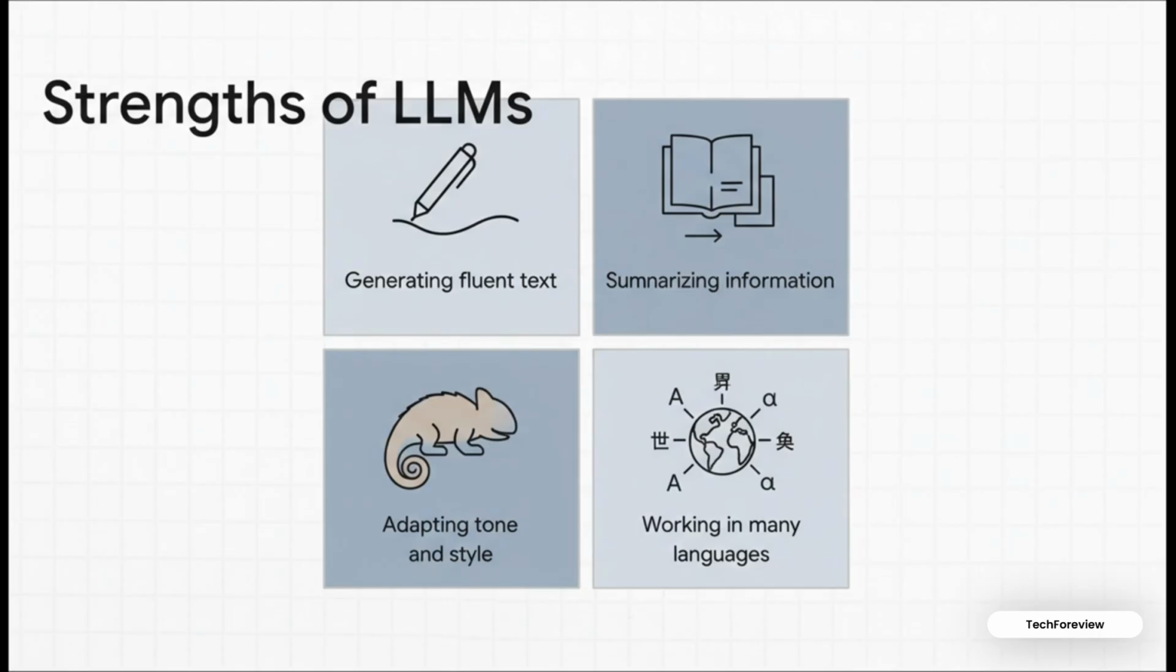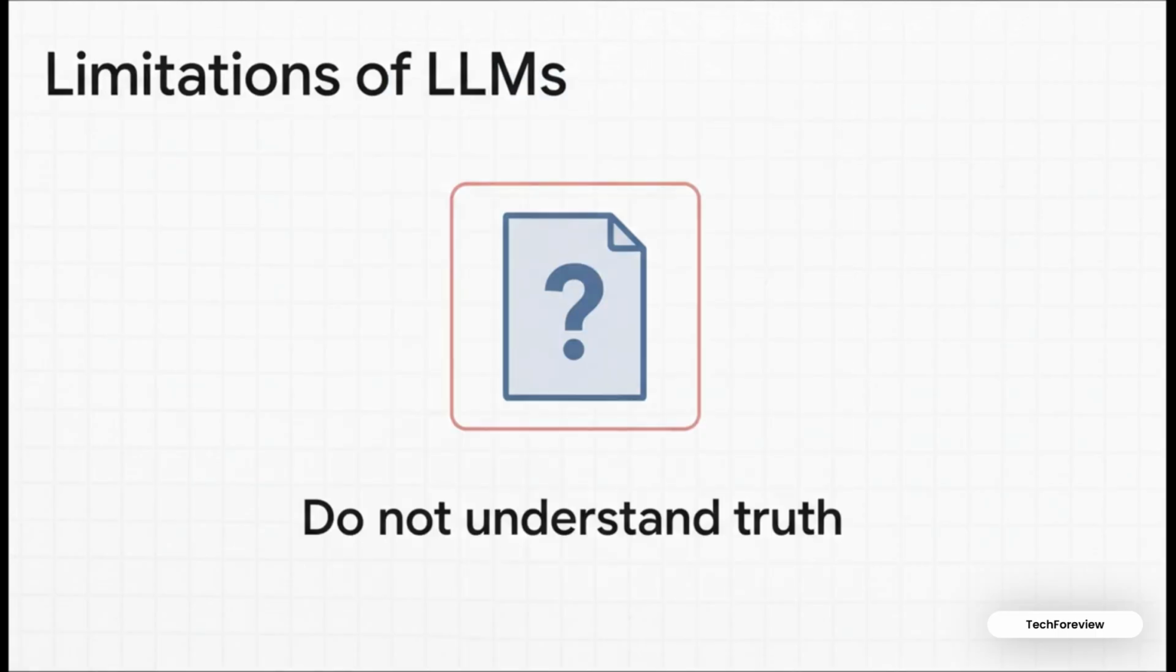Now, this ability to match patterns is what gives LLMs some incredible strengths. They're amazing at generating fluent, natural-sounding text. They can summarize things for you, change their tone and style, and they can do it in a lot of different languages. But that very same ability also creates some really big limitations, and maybe the most important one is this. An LLM has no concept of what is true.